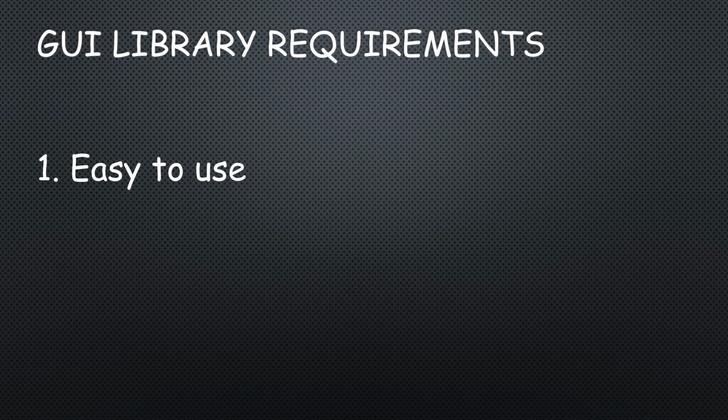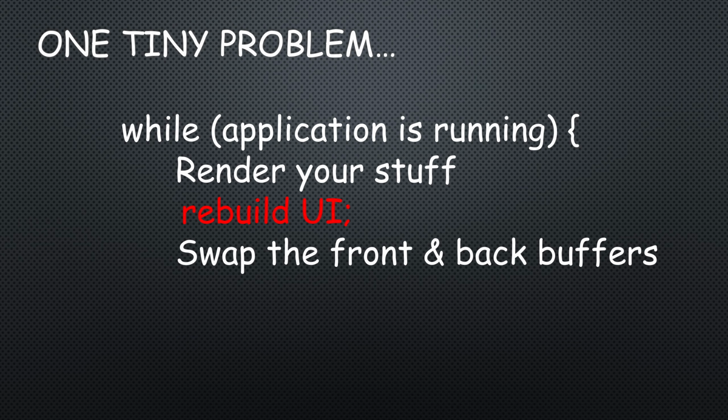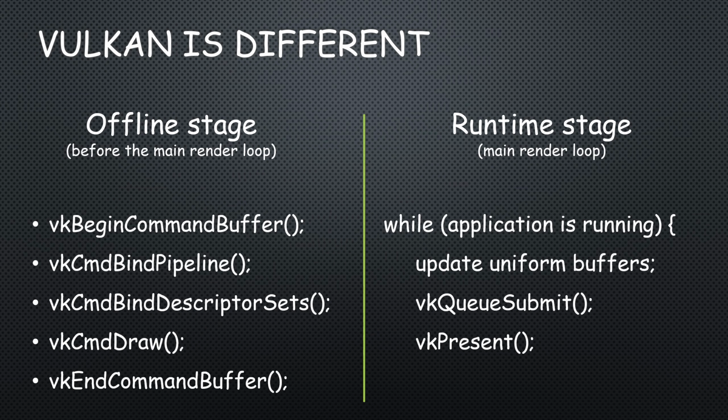As I said, ImGUI is very easy to set up and use, but there is just one tiny implementation problem. ImGUI is an immediate mode library, which means the entire UI is rebuilt every frame. In OpenGL, that's no big deal. You're constantly rebinding VAOs, switching shader programs, and juggling draw calls anyway. But Vulkan is just the opposite, and we try to prepare as much as possible upfront and reduce the runtime overhead to the bare minimum.